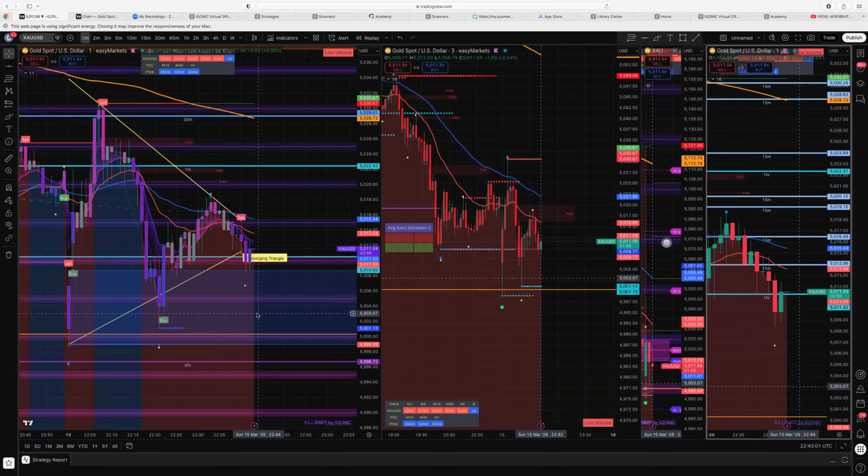You see how it keeps pulling into that zone and then pulling back? That's why I was saying you need to be really quick with your stop. Oh.